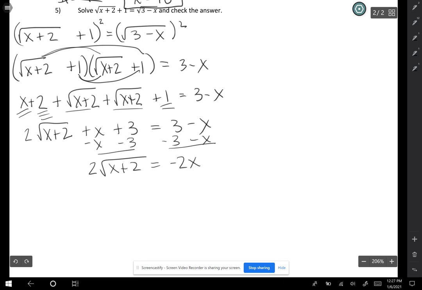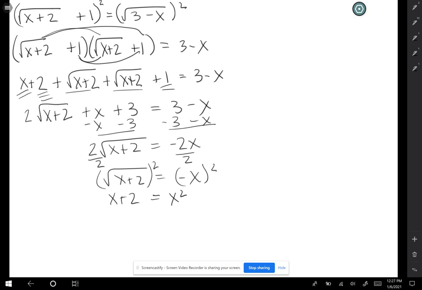So notice I'm trying to get the square root alone. That's what I'm doing now, because I want to get rid of that second square root. Then I'm going to divide by 2. So I get the square root of x plus 2 equals negative x. Now, since that square root's alone, I can square both sides to get x plus 2 equals x squared.